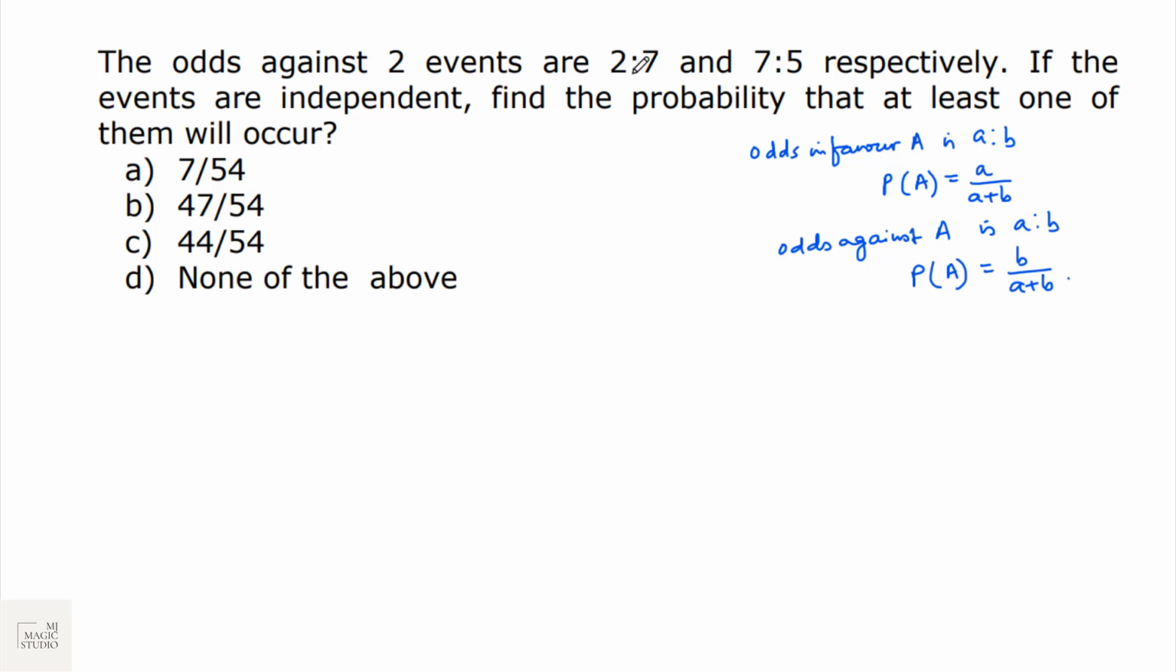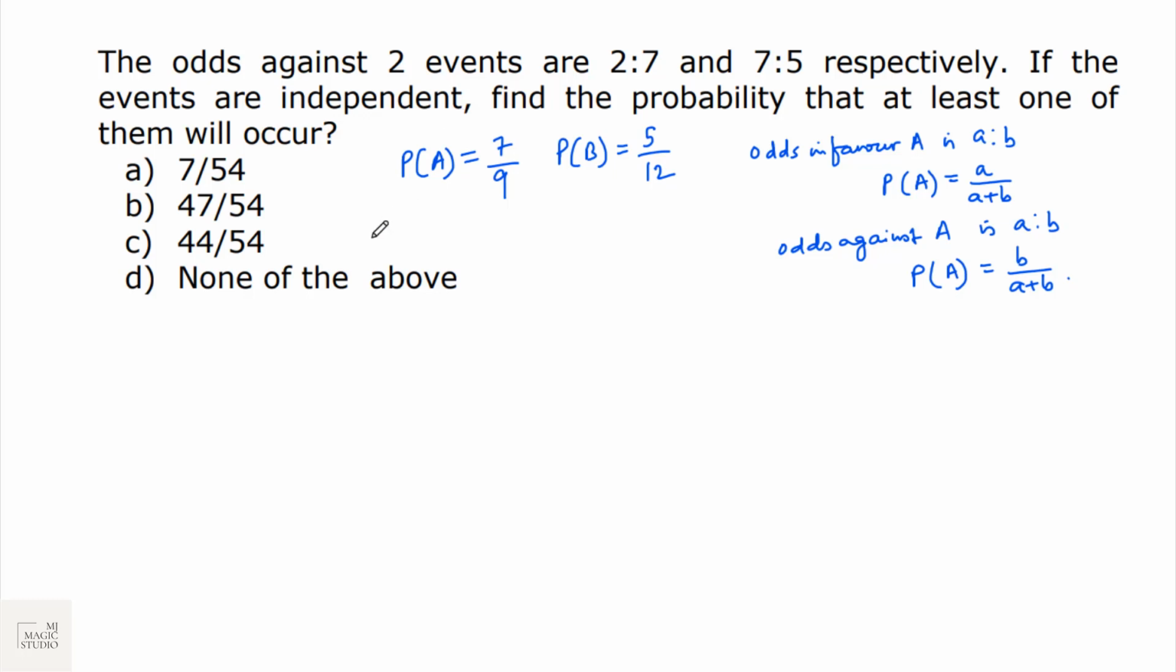The odds against two events are 2:7. That means probability of occurrence of A, since it is against, should be 7 by 2 plus 7, that is 9. And the odds against another event B is 7:5. So probability that that event will occur would be 5 by 7 plus 5, that is 12.